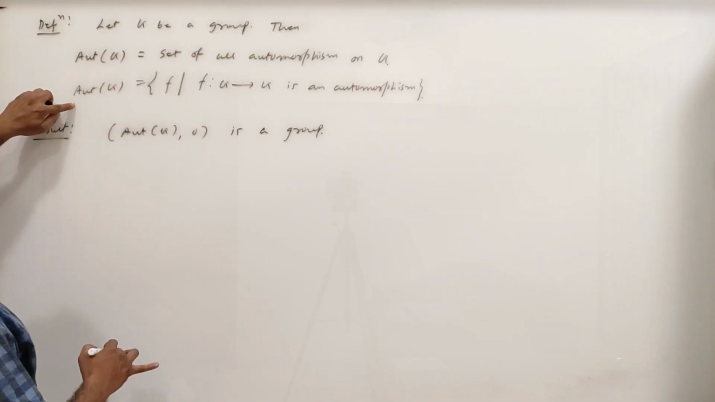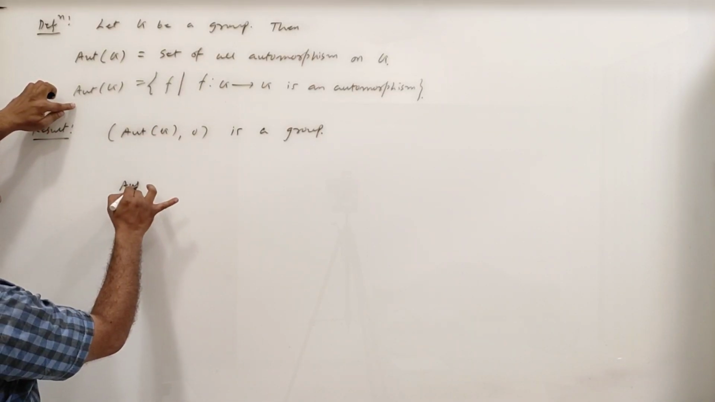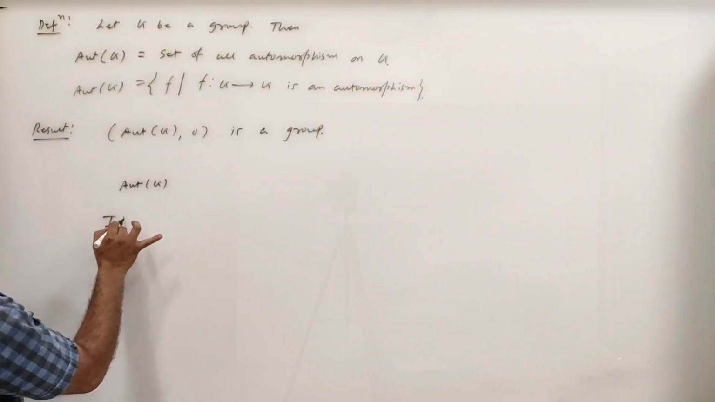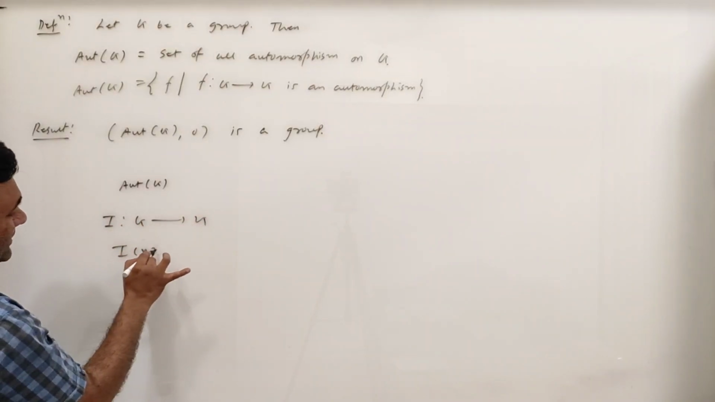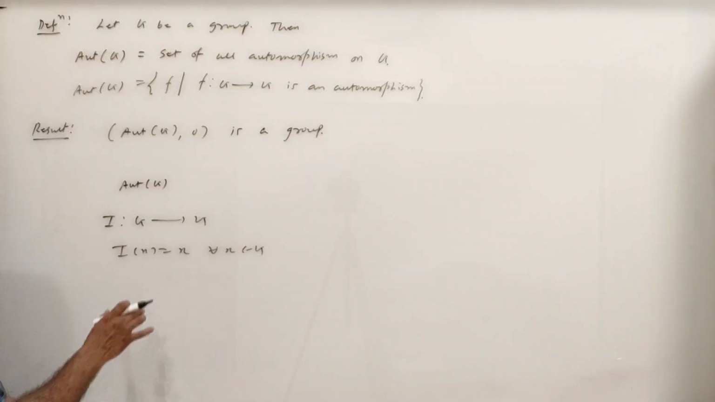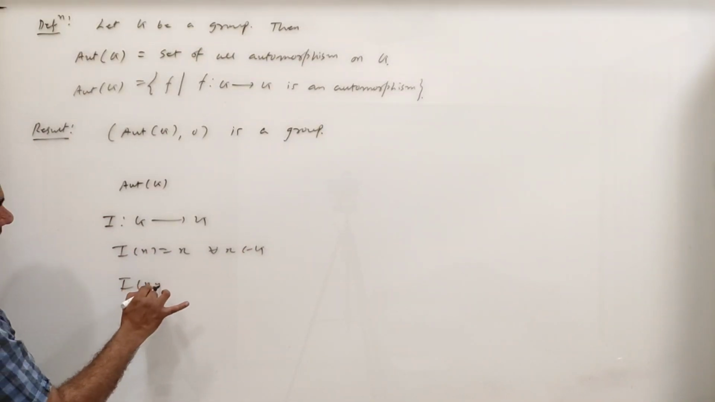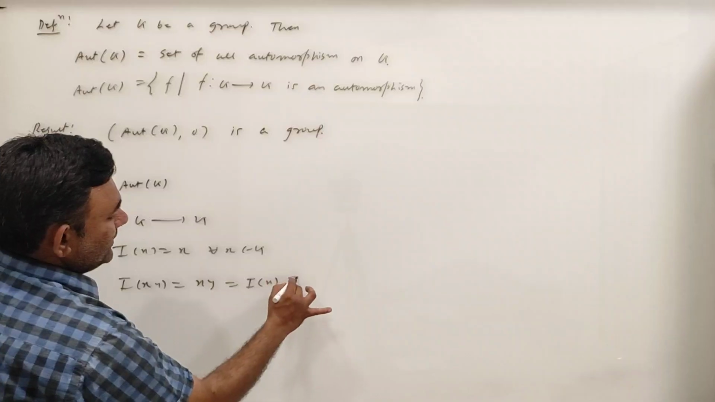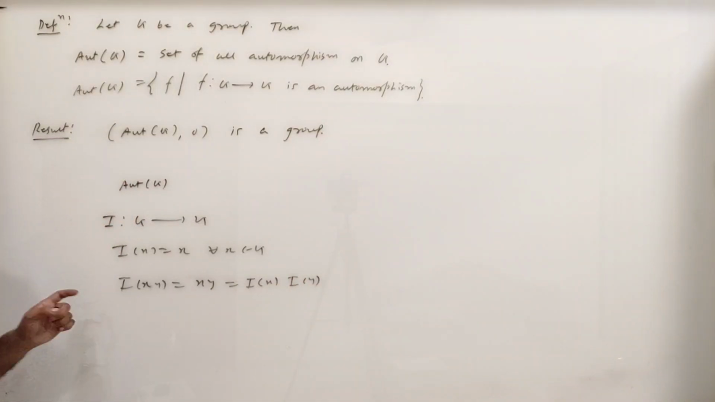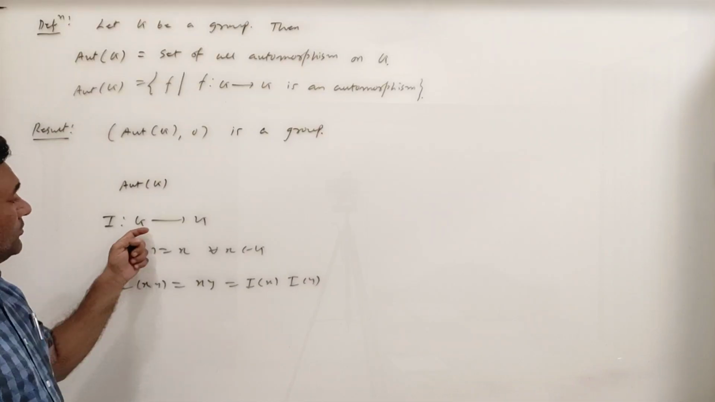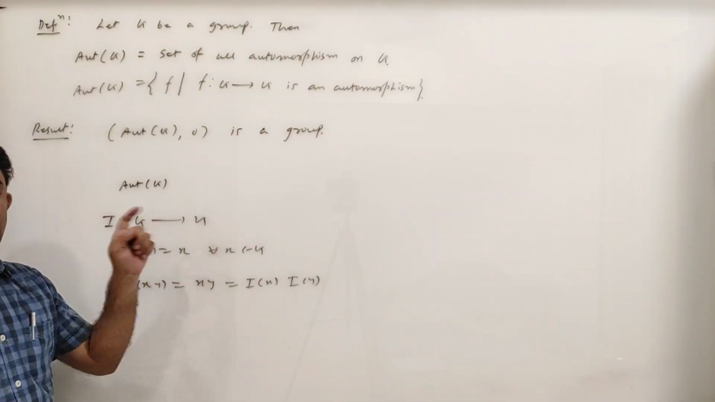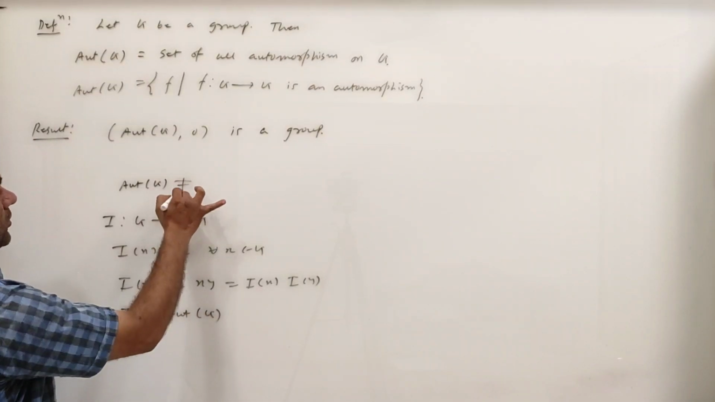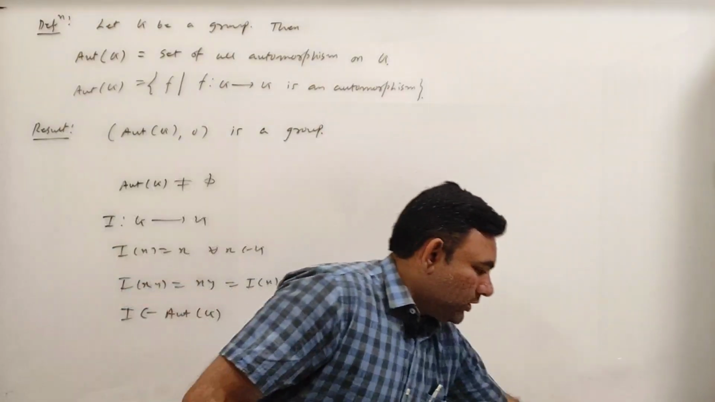First of all, I have to show that Aut(G) is non-empty. So you consider a function, say I, a mapping from G to G, defined as I(x) equal to x for all x belonging to G. It is one-one and onto, and I(xy) is equal to xy, which is I(x) times I(y). So it preserves composition. It is an isomorphism from G to G, and the domain and codomain are the same, so it is an automorphism. So I belongs to Aut(G), and as a result Aut(G) is non-empty.